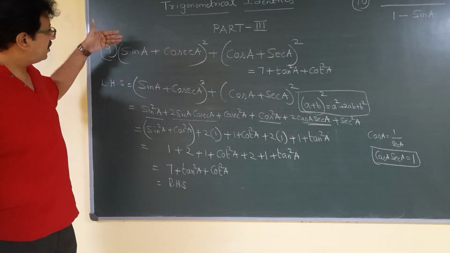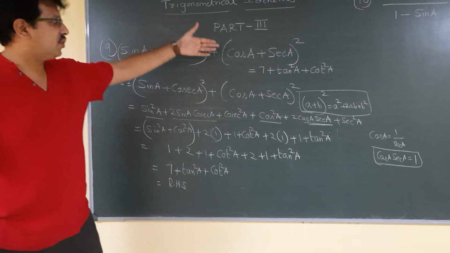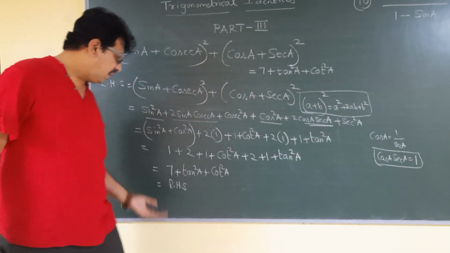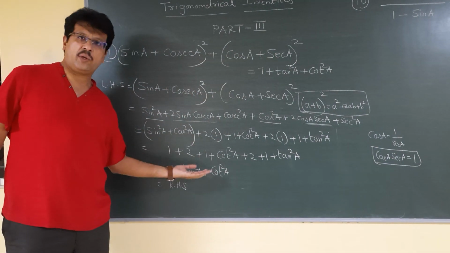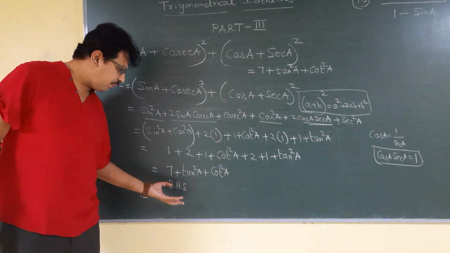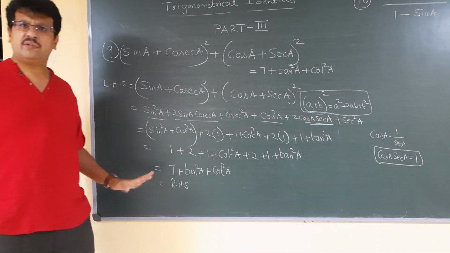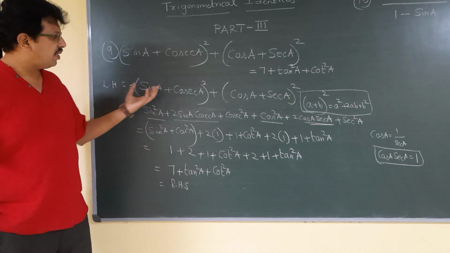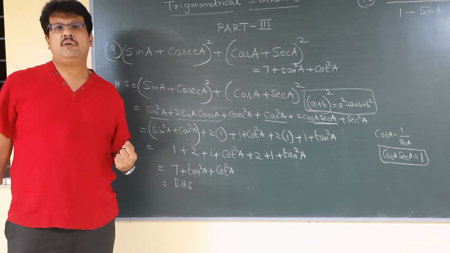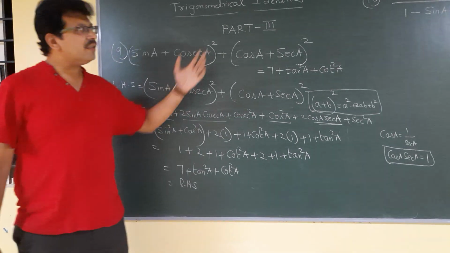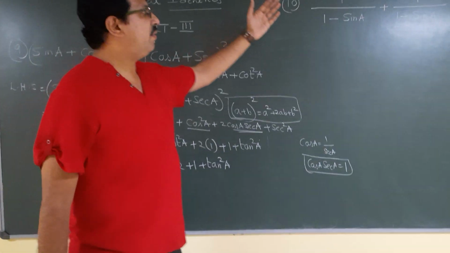That is, LHS is sin A plus cosec A whole square plus cos A plus secant A whole square, which is nothing but, we have proved it as 7 plus tan square A plus cot square A. That is nothing but what RHS we have proved. I hope it is clear, children. Okay, so this is how you need to solve this type of problem. Okay, let us move on to the next type of problem here.